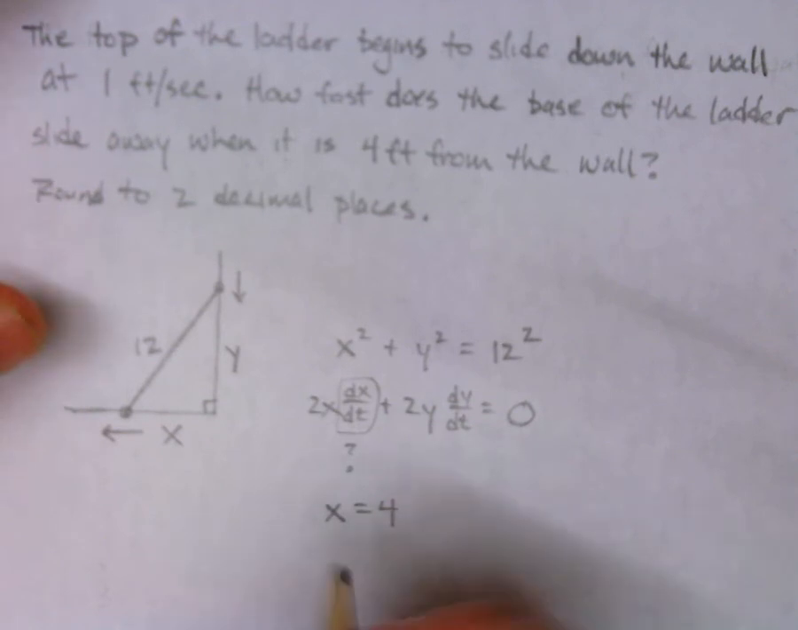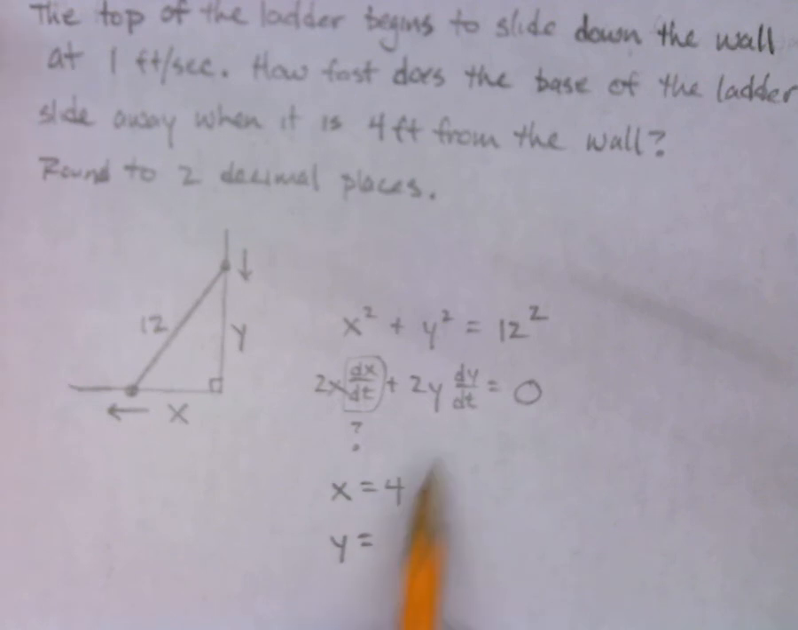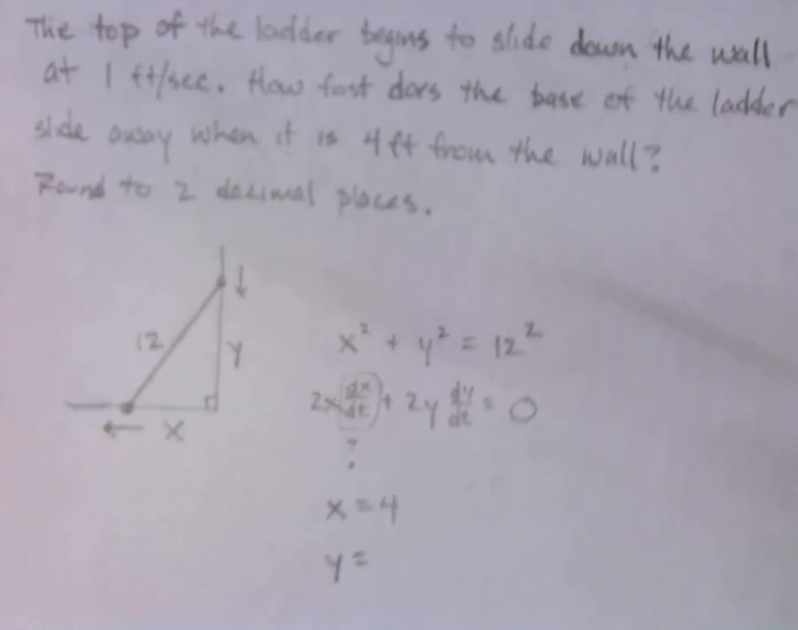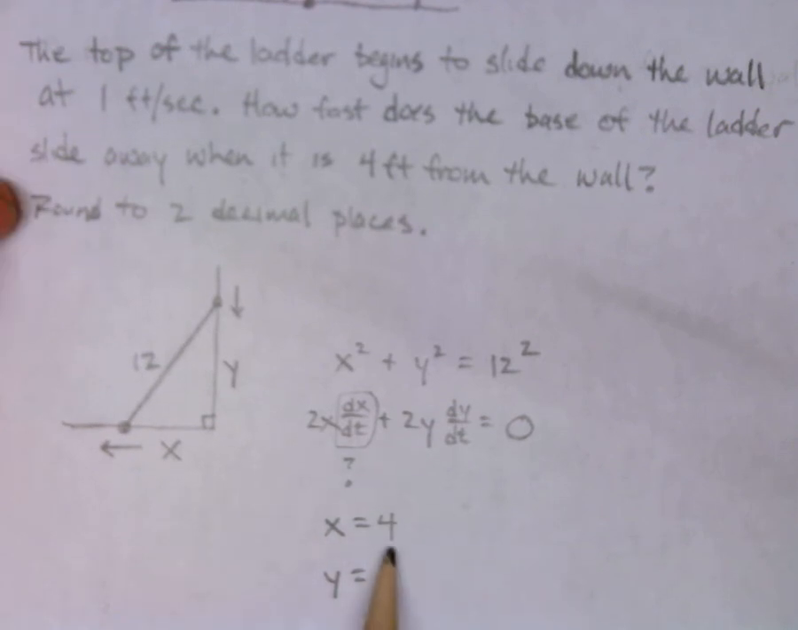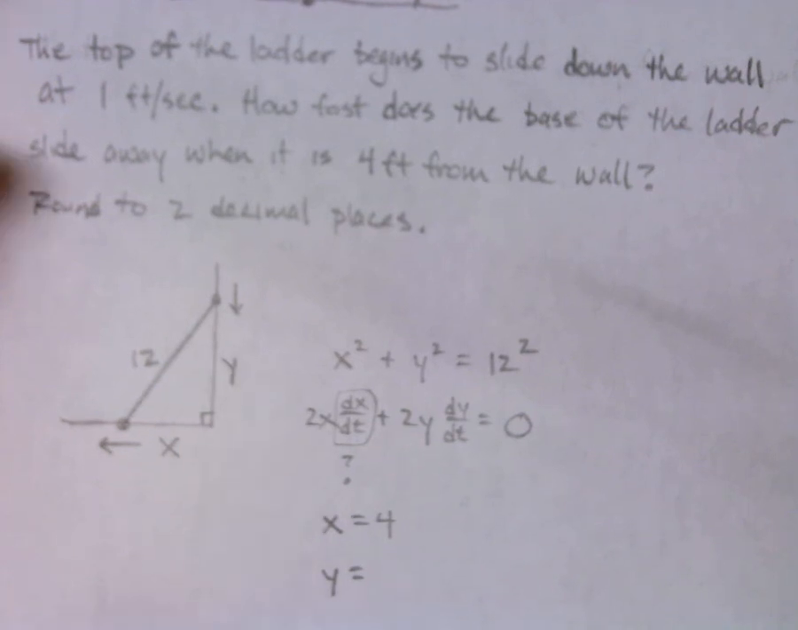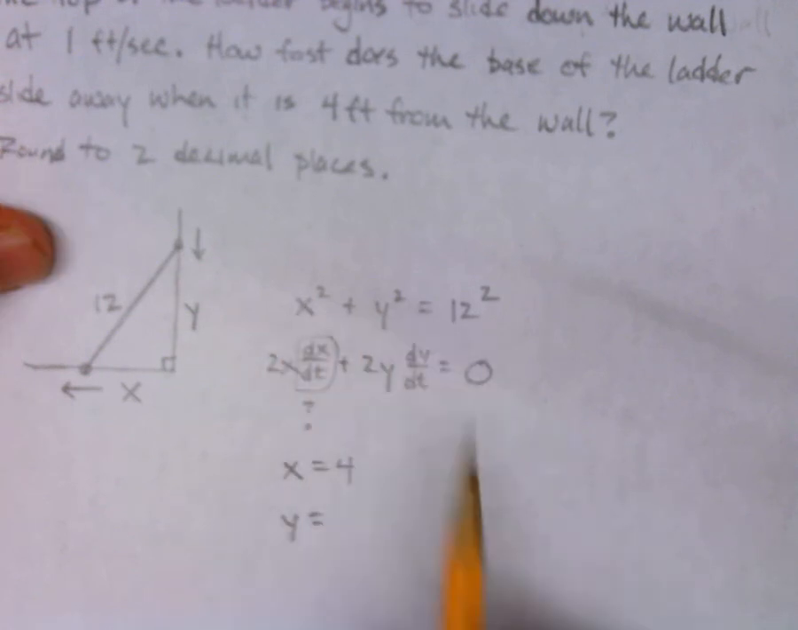Okay, do we know what y is? You know what? Go back and read that slowly. They don't tell us what y equals directly, but we can figure it out. If we know we're talking about the moment that x is 4, we should be able to figure out y at the same moment. Turns out we need to go back to the original equation.